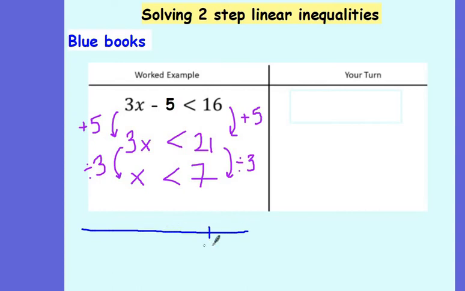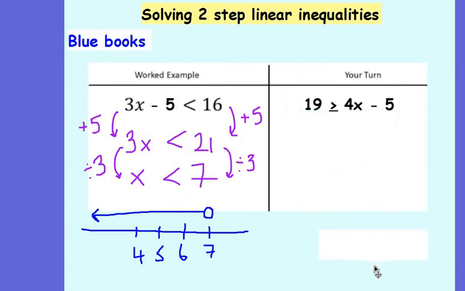On a number line, here's 7, 6, 5, 4. This would need an empty circle on the 7, and any of these values would do. For example, if x was 1, 3 times 1 would give me 3, take away 5 would give me negative 2, yep, that's less than 16, it would work. In your dark blue books, Year 8, have a go at solving this one for me. Pause the video and answer that now, please.